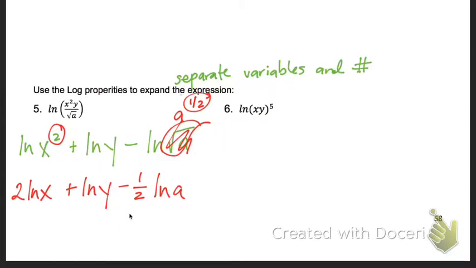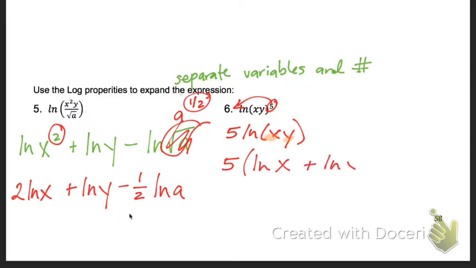Okay, there's 2 ways that you can do number 6. You can apply the 5 to the x and the y if you want, so it would be ln x to the 5th, y to the 5th. Or, and this is my personal preference, bring the 5 out front first, then separate. So how do I separate the x and the y? Isn't it plus? Plus ln y. Good.